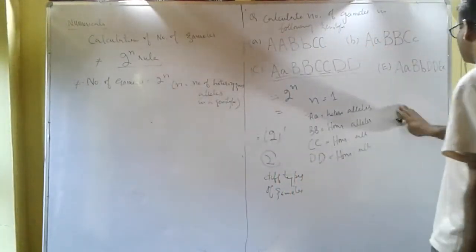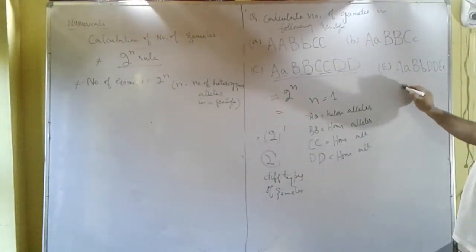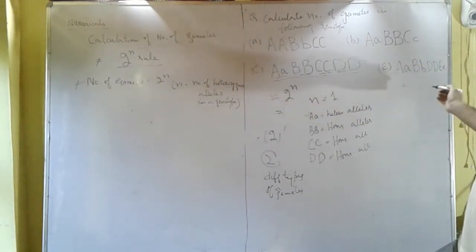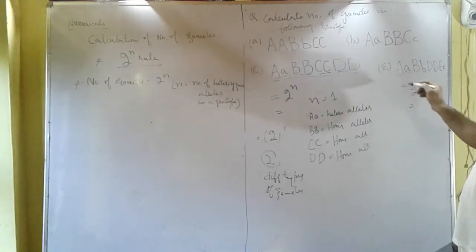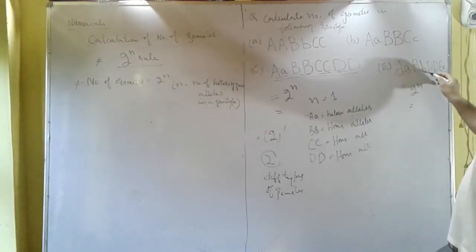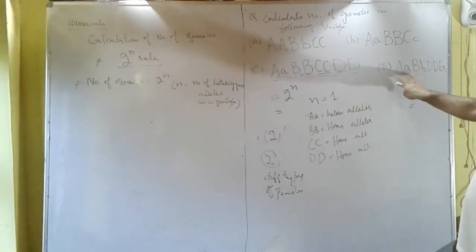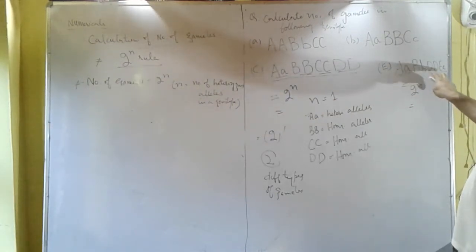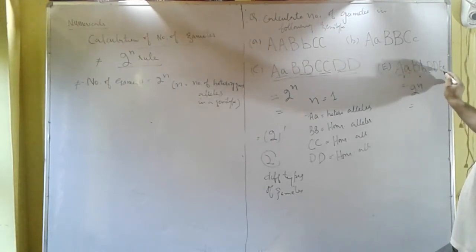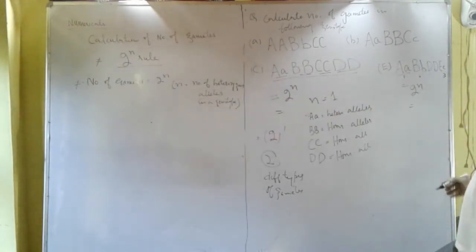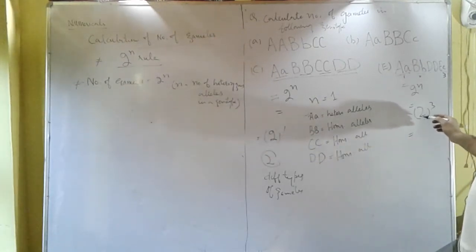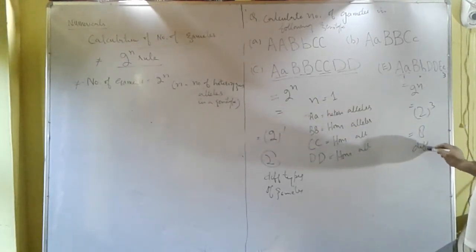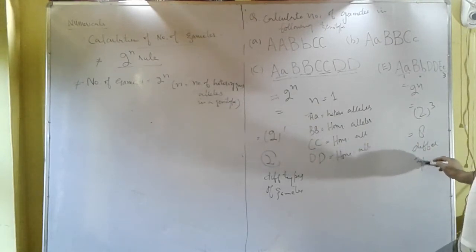The same is the case here. This is the number of gametes formed from this genotype. We have 2 raised to the power n, where n is the number of heterozygous alleles. How many heterozygous? This is heterozygous, heterozygous, heterozygous, and this is a homozygous allele. So 1, 2, and 3 heterozygous alleles. So 2 raised to the power 3, which is 8 different types of gametes.